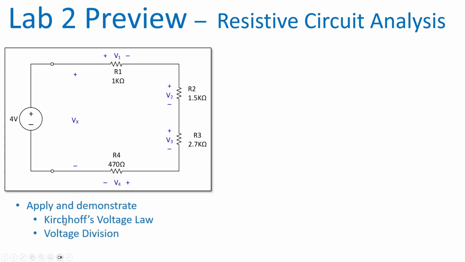And what you're going to do is demonstrate Kirchhoff's law, and you're going to demonstrate voltage division. And so you're going to use theoretically these values to calculate what are the voltages across each of those resistors using voltage division, and you're going to show that the sum of the voltages around a loop equals 0.